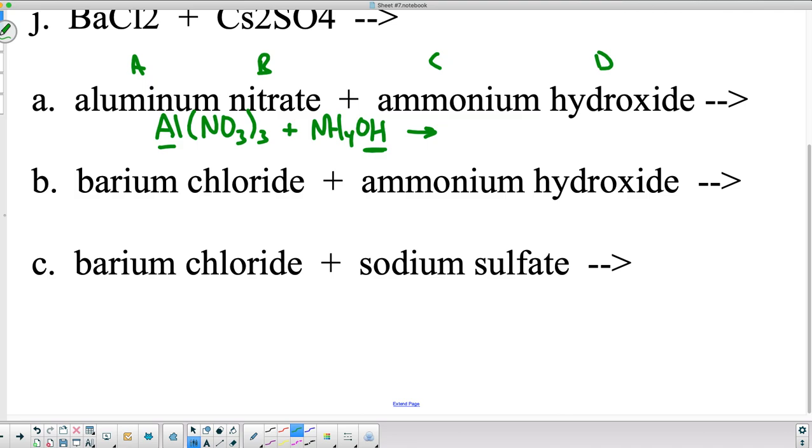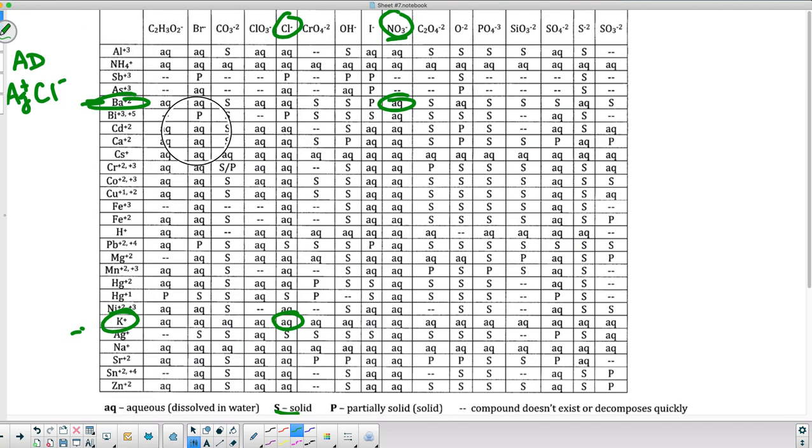So let's go through and see if we can get the A, the B, the C, and the D. So the A is Al with a +3, and the D is an OH with a -1. On the right-hand side, for the next part, this is A, by the way, and this is D. And my C and B is NH4 with a +1, and NO3 with a -1. Okay, so let's check the sheet. First of all, here's what we know: NH4 is another one that is all aqueous all the way across.